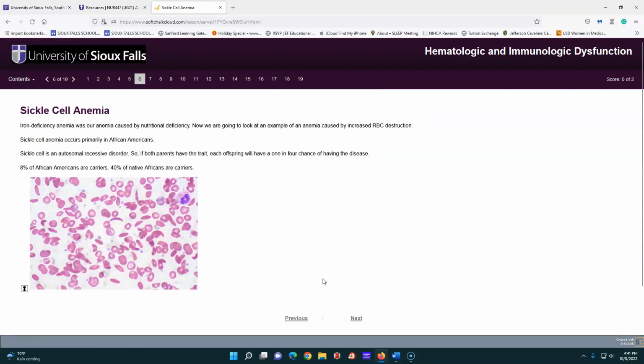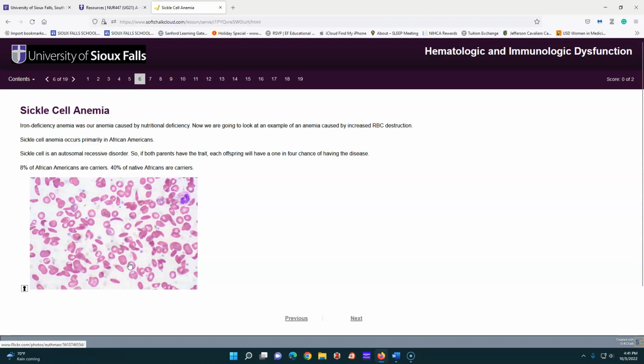Sickle cell anemia. So sickle cell anemia is a hereditary disorder in which you are changing the shape of the cells. And so if you're looking here, this is nice and round, and this is what it should look like, kind of a donut with a kind of a clearing in the middle.